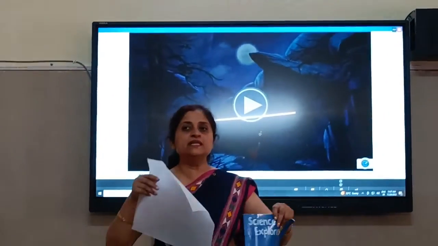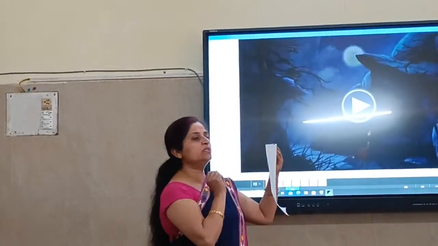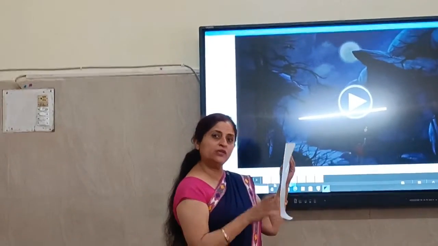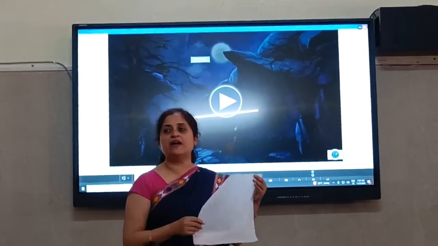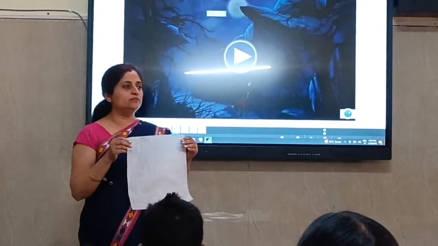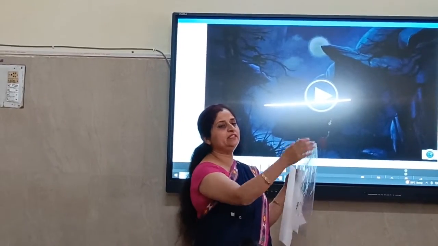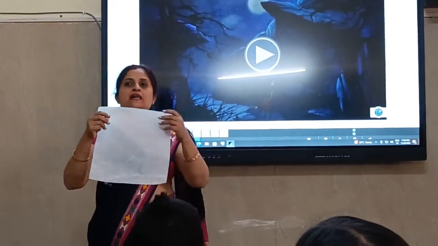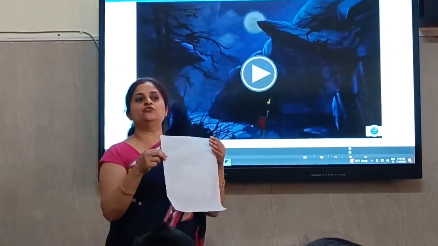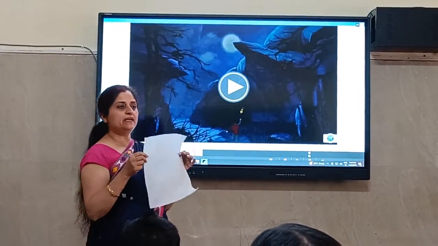Why? Because this paper is not allowing all the light to pass through it. It is allowing some light to pass through it. That is why we are able to see the object blurred. This object allows light to pass completely through it, but this paper allows only some amount of light to pass through it. Which paper is this? This is butter paper.